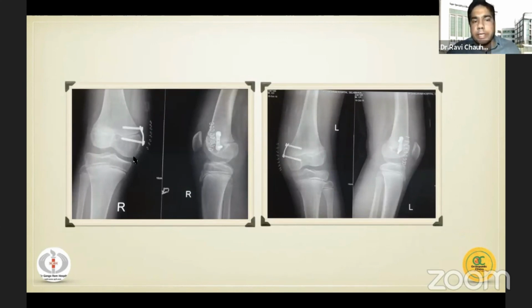This is the way we did the guided growth. Here you can see that a figure of 8 plate is applied. Now this is the standard treatment for skeletally immature patients. So I suggest postgraduates read about this treatment. I suggest they read about the kind of implant it is, a few findings about this implant, how it should be applied, and how it should be followed.